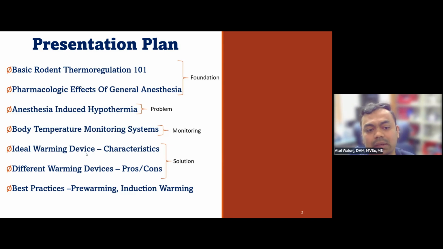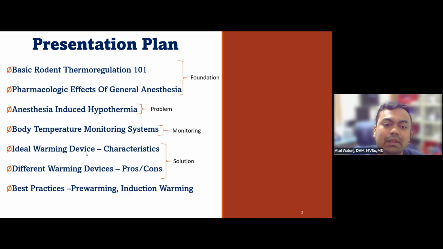The talk will then be followed with understanding the pros and cons as per the usage or applicability of various different types of animal warming systems. And then the presentation will be concluded with discussion related to best practices in the perioperative duration based on recent trends in research related to rodent anesthesiology. For example, practices like pre-warming or induction warming, which are not heard of up till now, but have been quite well researched and established, and we can surely adopt them in our lab.